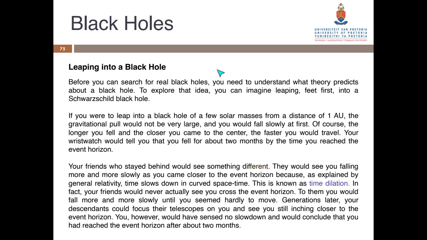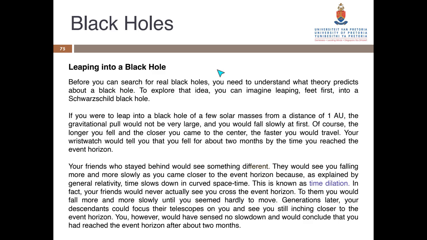Before you can search for real black holes, you need to understand what theory predicts about a black hole. To explore that idea, you can imagine leaping feet first into a Schwarzschild black hole. If you were to leap into a black hole of a few solar masses from a distance of 1 AU, the gravitational pull would not be very large, and you would fall slowly at first. Of course, the longer you fell and the closer you came to the center, the faster you would travel. Your wristwatch would tell you that you fell for about 2 months by the time you reached the event horizon.